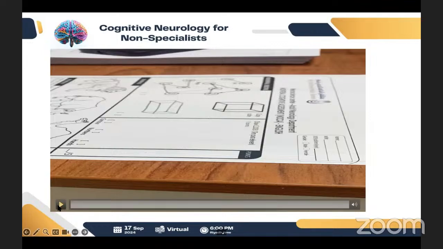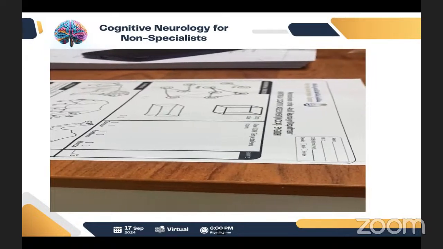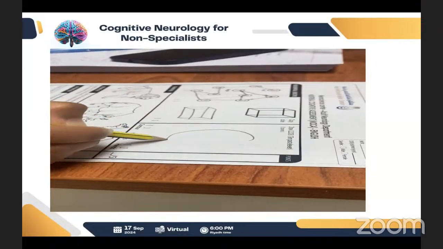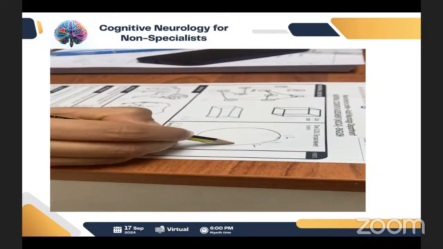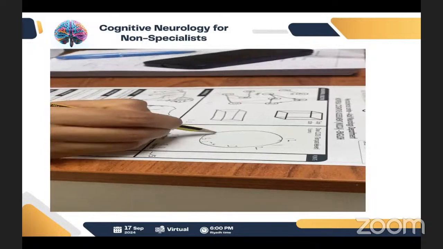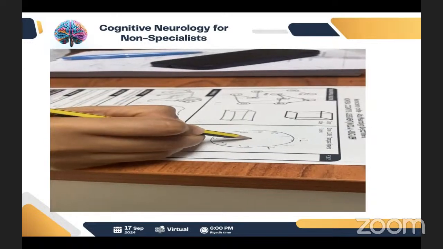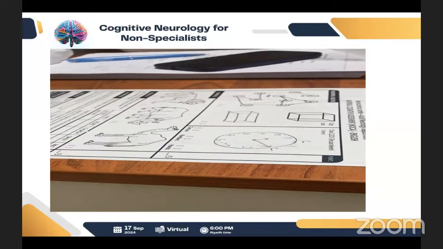And here for the draw clock, I asked her to draw a clock, and I asked her to set the time to 10 past 11. So what do you consider the drawing here? Is it appropriate, correct, or not correct?